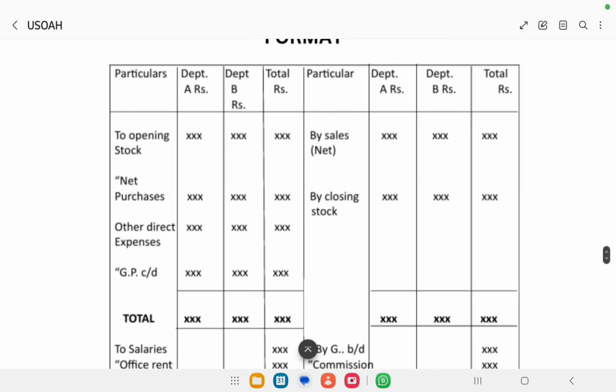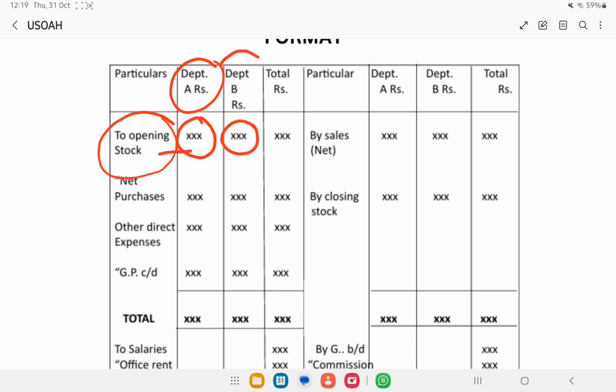Cost allocation happens here. See, here we are writing an opening stock. This amount, if there was an amount, would be the opening stock of department A. The amount written here is the opening stock of department B. Here we will write the total opening stock. Remember, here we are allocating the total opening stock to both departments, isn't it? We know what part of the total opening stock was used by department A, what part was used by department B. We have a very good idea about that.